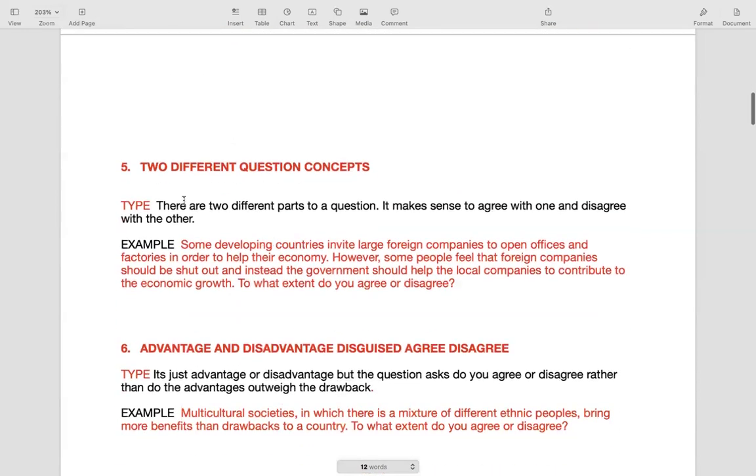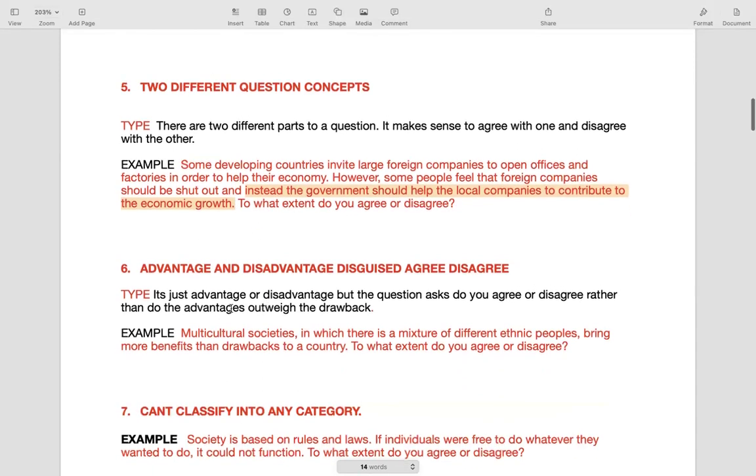Okay, then two different concepts. The question is a lengthy one. It's separated. There are two parts to the question. There's an "and" in the middle. You agree with one half, you disagree with the other half, or you agree with both. That is also fine. But there are two distinct halves. You can do anything with both of them. You can treat them like two separate questions.